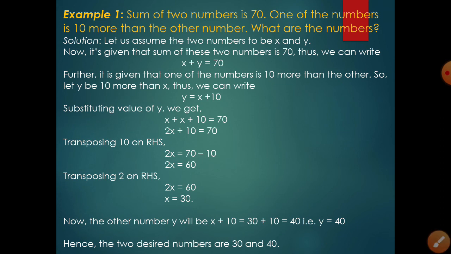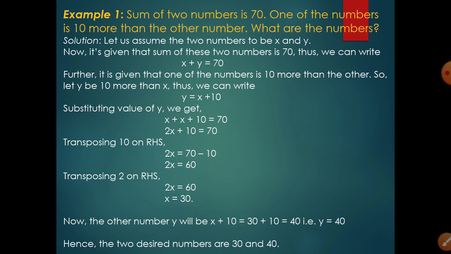Sum of two numbers is 70. One of the numbers is 10 more than the other number. What are the numbers? So we have to assume two numbers. I am assuming the two numbers as x and y. So what are the numbers? The numbers here are x and y.